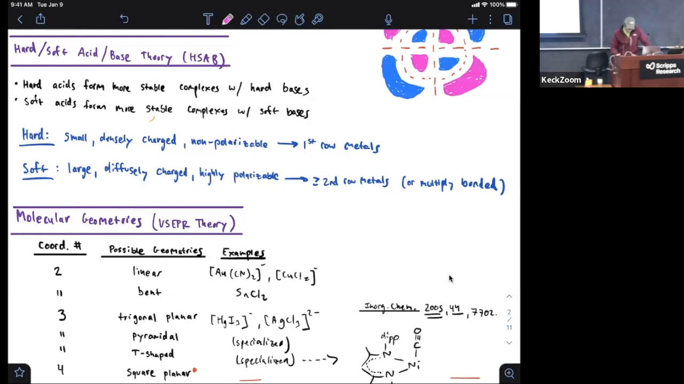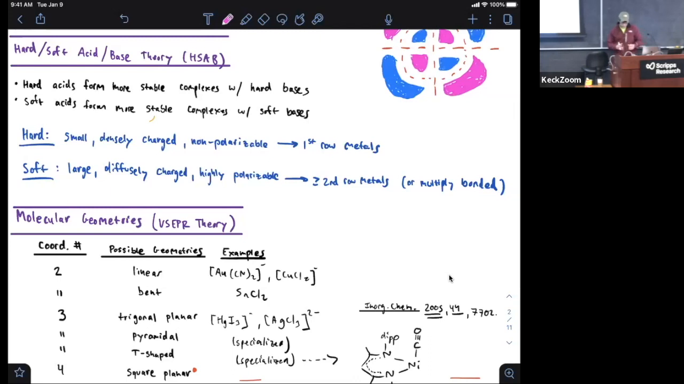It defines given atoms as hard or soft based on how large or small they are, how densely charged they are, and how diffuse their orbitals are. So things that are hard are small, densely charged, and have electrons that are non-polarizable. In the context of the transition series, first row metals are generally viewed as hard metals.